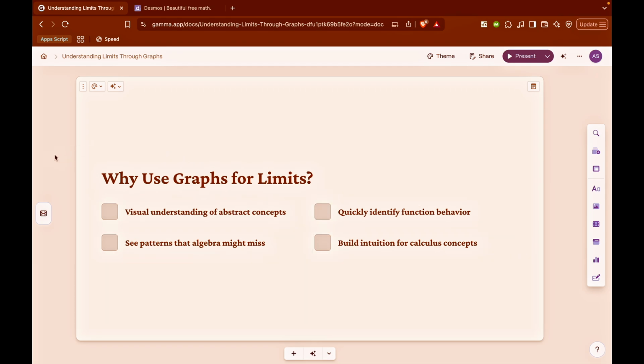The second benefit is you can quickly identify function behavior, or how a function moves. Number 3 is you can see patterns that algebra might miss, where let's say something is going in a spiral path, but a complex trigonometric equation might not always show that. And it also builds a sense of intuition for further calculus concepts, and intuition is always very good, pretty much about as good as practice, so you start to understand the underlying concepts behind all these.